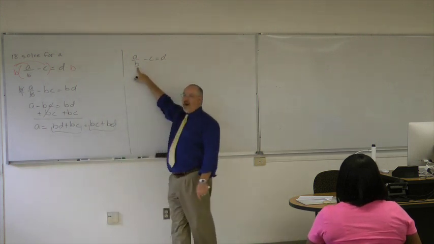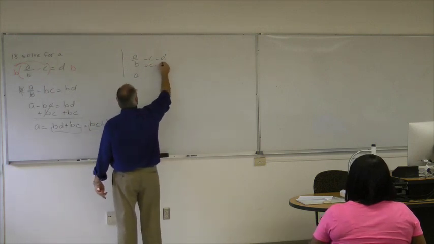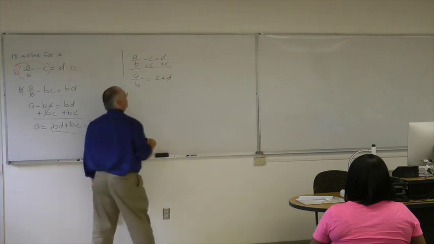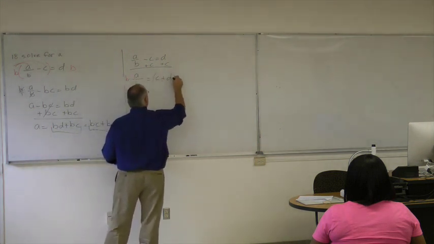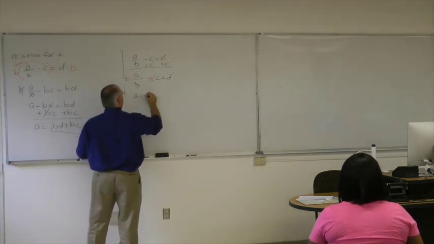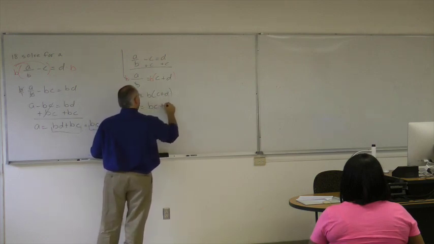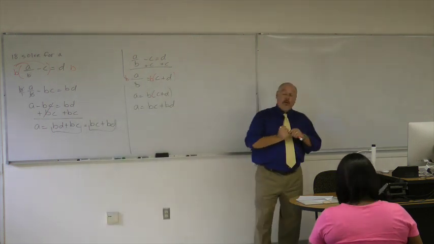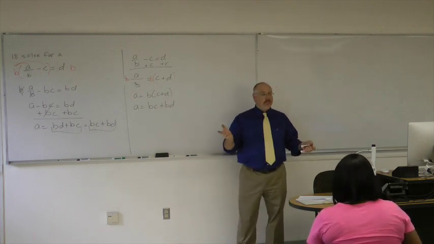Since this is the only fraction involved, we can get it by itself by adding c to both sides. And we get a over b equals c plus d. And then if we multiply both sides by b, and these cancel, we get a equals b times c plus d, or a equals, when we distribute, bc plus bd. That's how I do it. Either one is perfectly acceptable.